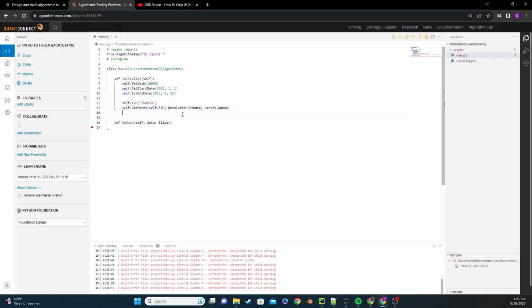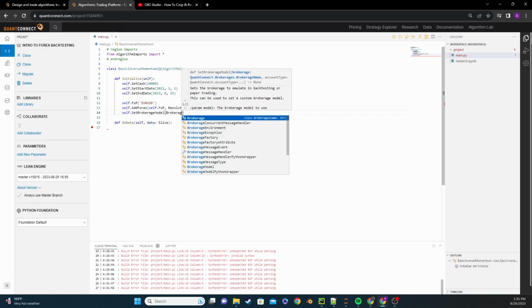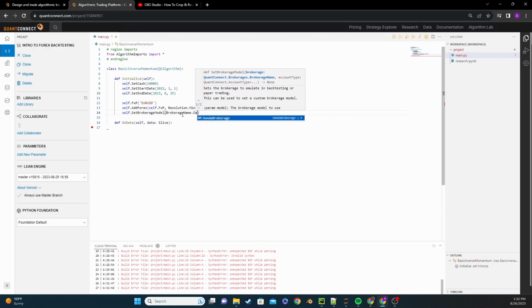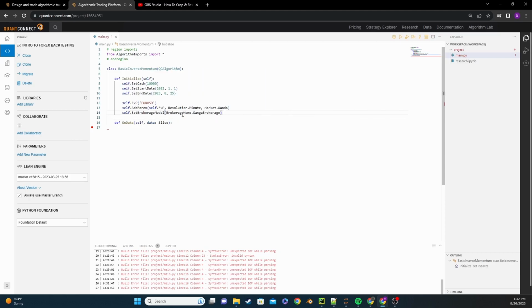Now we need to set our brokerage model. And it's going to be the same thing. We just basically specify the name of our brokerage. So this is who we anticipate to be placing the trades for us. And I did Oanga, not Oanda. So you have Oanda brokerage.